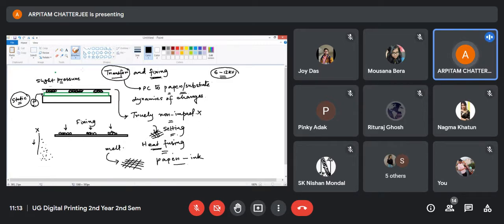Now here two things we have to remember. This heating has to be controlled, because if you overheat, your paper itself can get damaged. So when we are using heat fusing, the heat should be well controlled, otherwise your paper itself may get burnt, because if the heat is very high, it can get burnt.